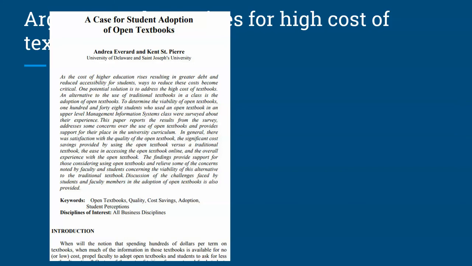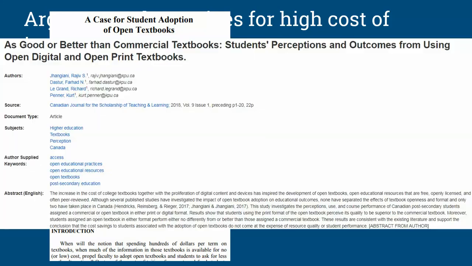This source is a scholarly article from the Journal of the Academy of Business Education. The title of this one makes the argument pretty clear, but it's detailed in the abstract as well. The second source is also a scholarly article. This one also studies the perceptions of students, but went further, looking at course outcomes in order to argue that open textbooks don't come at the expense of quality or student performance.